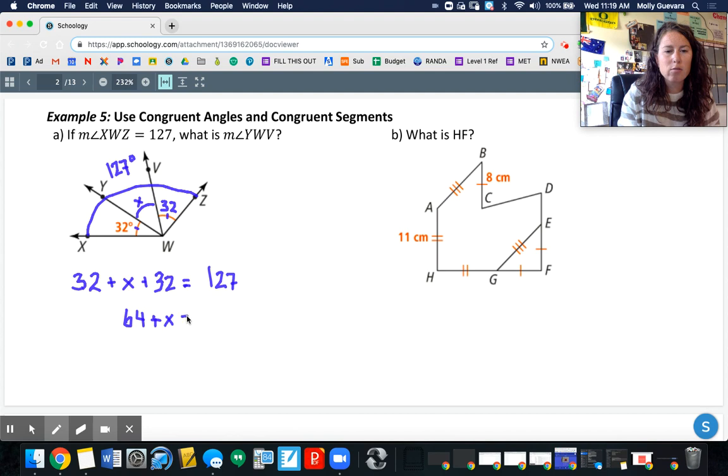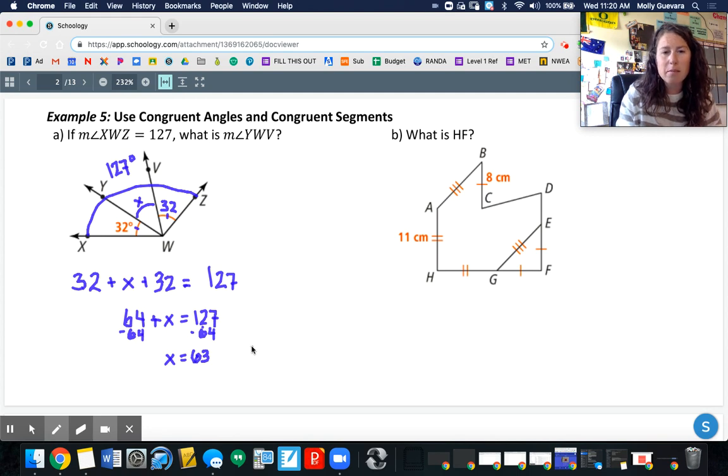So 64 plus x equals 127. I'm trying to solve for x, so I want to move that 64 to the other side. So I'm going to subtract 64. We put this into our calculator or do the mental math real quick, and I get that x is equal to 63. Sixes and eights are hard to do on this tablet, apparently.